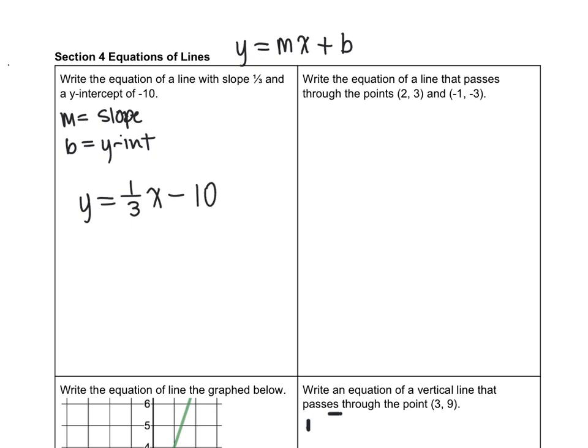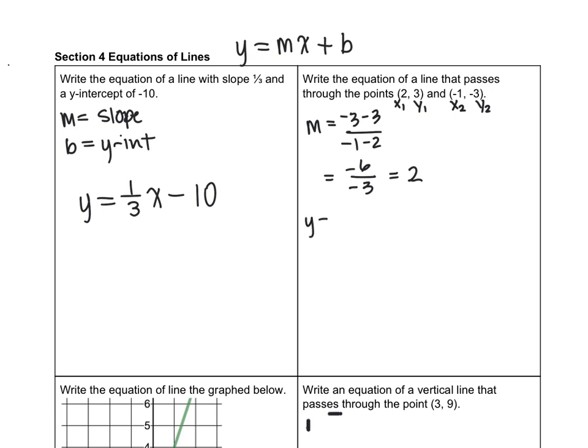It's not always as nice as being given the slope and the y-intercept and putting it in that form. We can also be given 2 points, and we want to write the equation of the line that passes through the points (2, 3) and (-1, -3). So my first step is going to be to find the slope. So I'm going to label my points x1, y1, and x2, y2. So I'm going to do -3 minus 3 over -1 minus 2. So -3 minus 3 is -6. -1 minus 2 is -3. And -6 divided by -3 is +2. So I now know my slope.